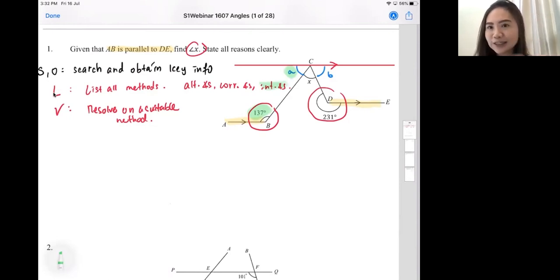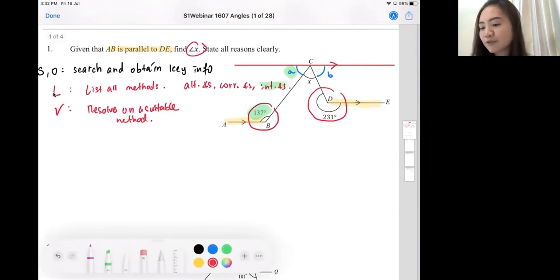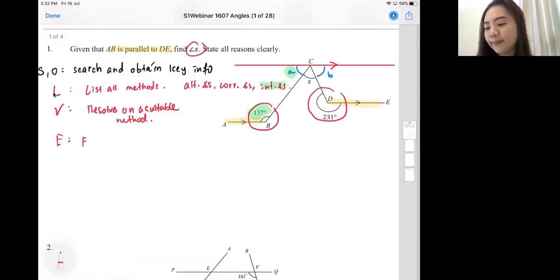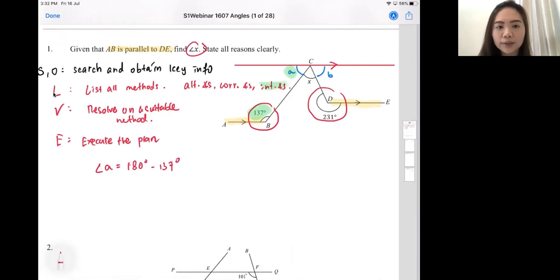So he has already resolved on a suitable method, the method that he's most comfortable with. Next, after we have chosen the method, we are going to execute the plan. So angle A is 180 minus 137. Very good. Well done. So this is called interior angles.